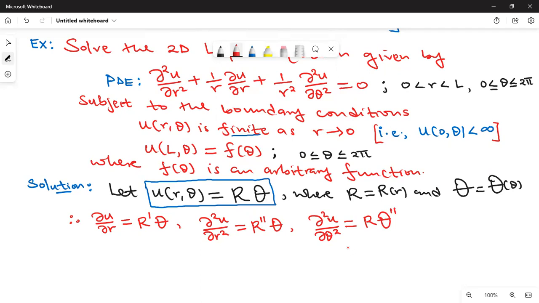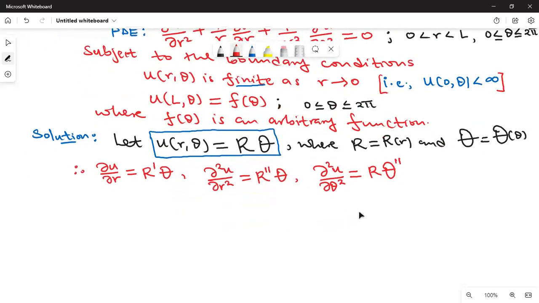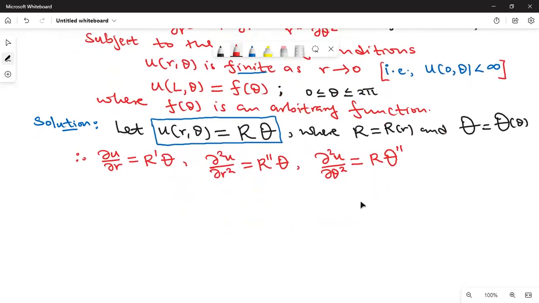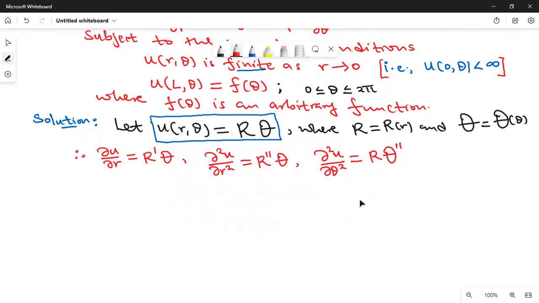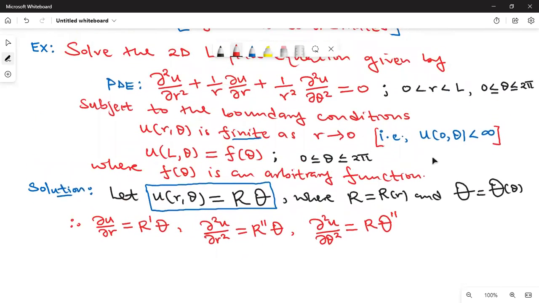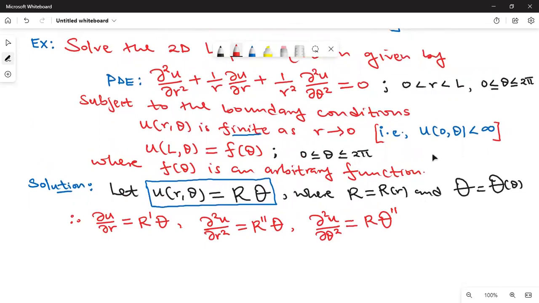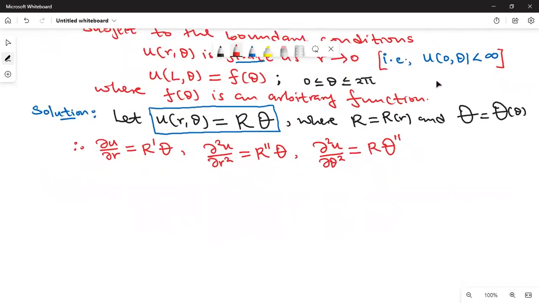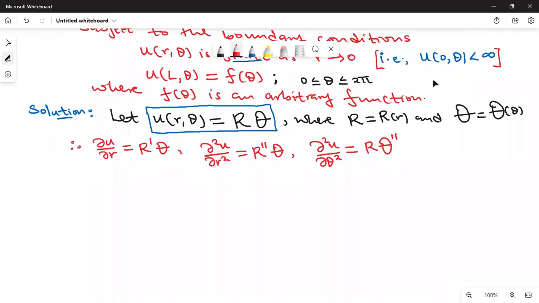Remember, when we write R prime, it means derivative with respect to the small r. And when I write Theta prime, it is derivative with respect to the small theta. So Theta double prime will be the second derivative with respect to theta. R double prime will be the second derivative of capital R with respect to the small r. So now we know the partial derivatives. Let's go back to our equation and substitute those partial derivatives.